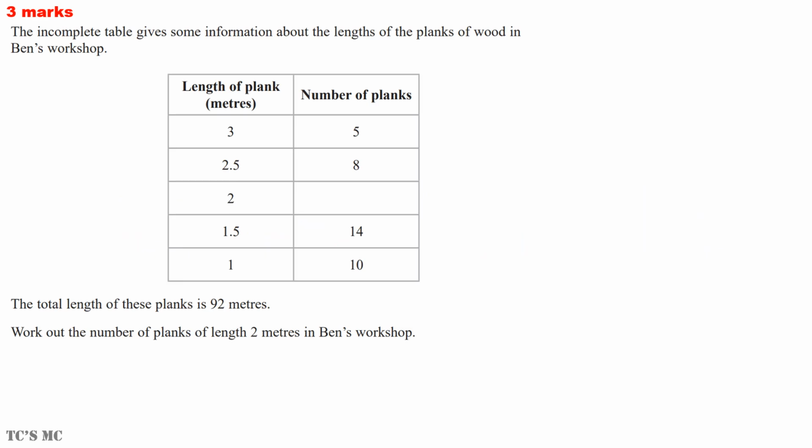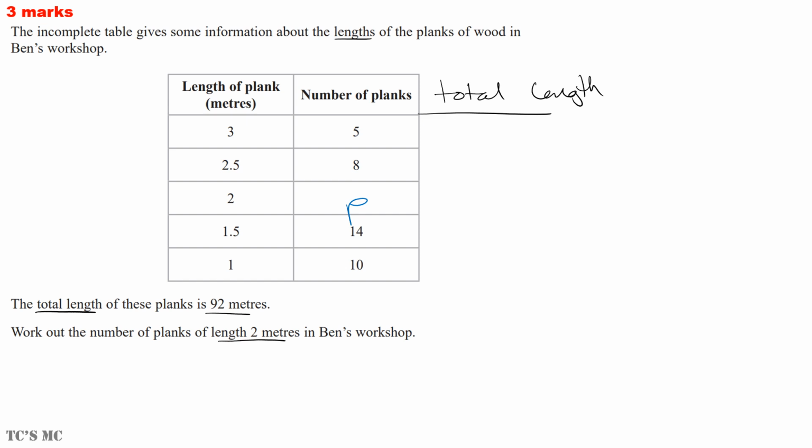The incomplete table gives some information about the lengths of the planks of wood in Ben's workshop. The total length of these planks is 92 meters. Work out the number of planks of length 2 meters in Ben's workshop. As we do not know how many 2-meter planks Ben has, I'm going to call this P. Now we need to add a third column. I am going to call this total length.